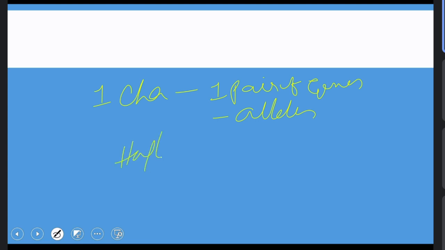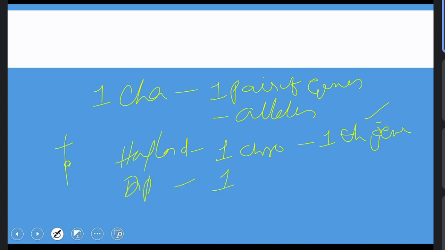If it is a haploid individual, what happens? There will be only one chromosome, there will be only one character, one gene or allele. We cannot use the term allele because there is no alternate form for it. Haploid individuals have only one chromosome, one locus. There will be one gene. In diploid individuals, there is one pair of chromosomes. There is one pair of genes. We call them alleles.